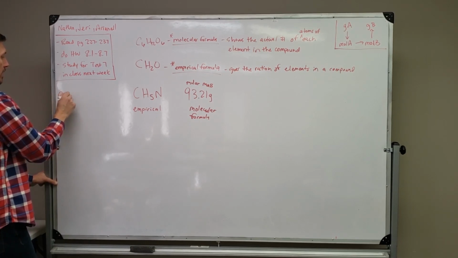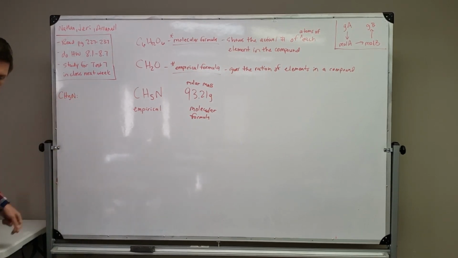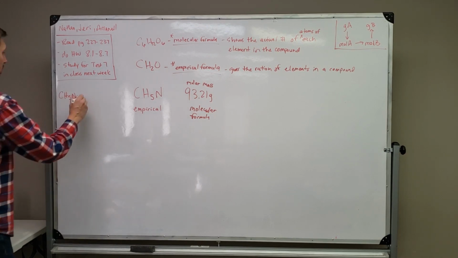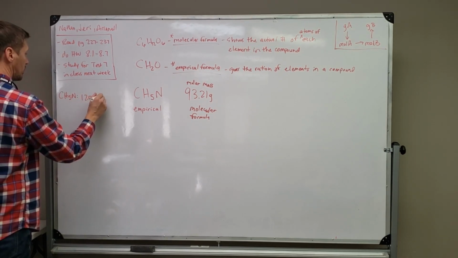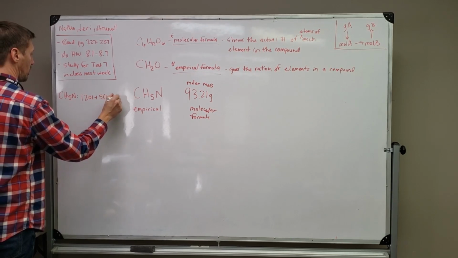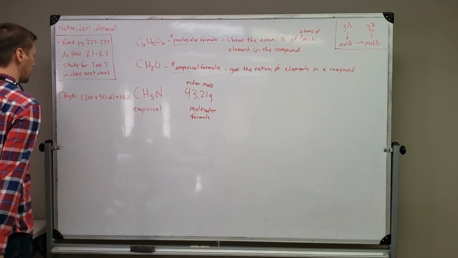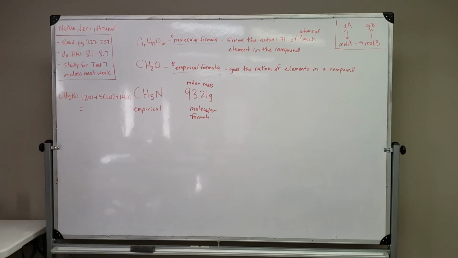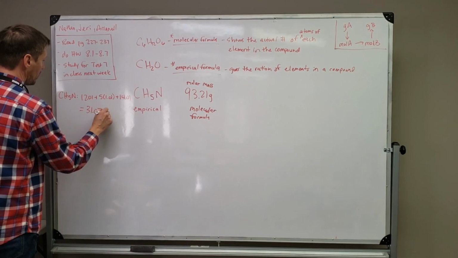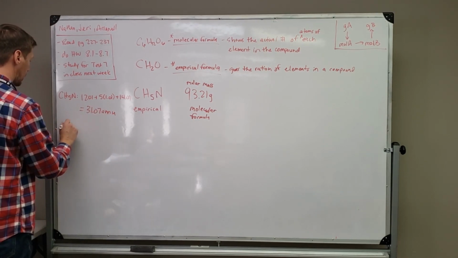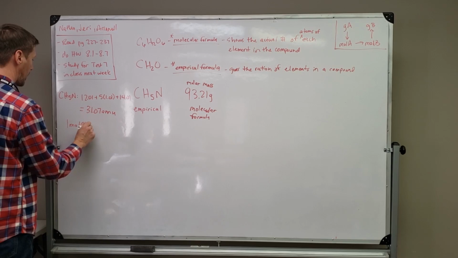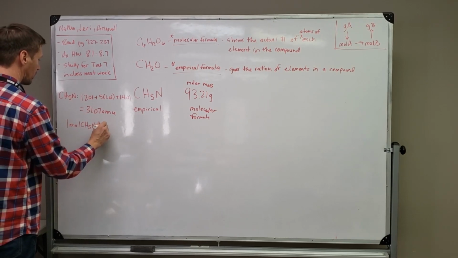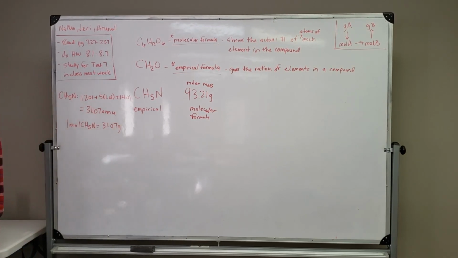So CH5N is going to be, what's carbon? 12.01. H is 1.01 and N is 14. So 12.01 plus 5 times 1.01 plus 14.01, right? We add all that up and we get 31.07 AMU. That tells us that if we have 1 mole of CH5N, it's going to have a mass of 31.07 grams.